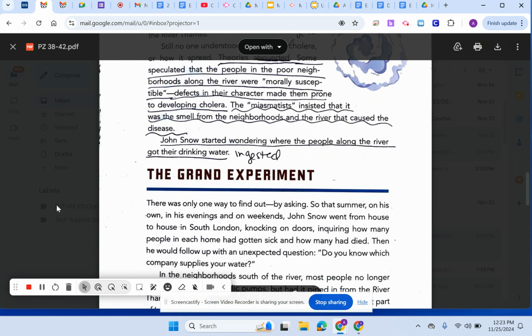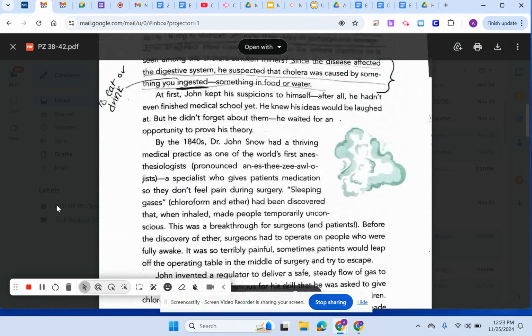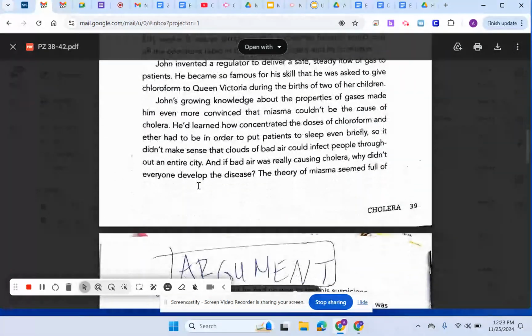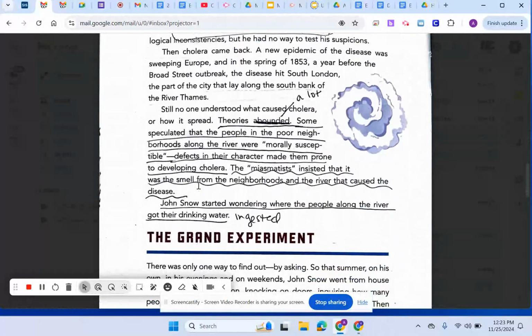Please pause here and write down a gist statement. This would be for the very first section, Know Your Enemy. You want to focus your gist statement on miasma, what people thought about miasma.